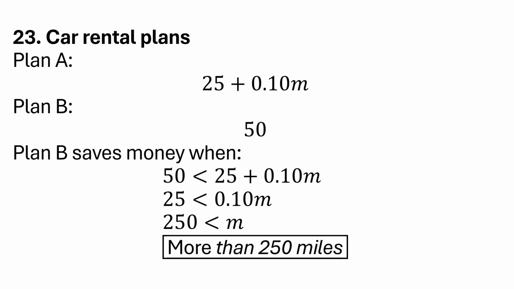Plan A costs $25 plus 10 cents per mile. Plan B costs $50. For Plan B to save money, 50 must be less than 25 plus 0.10 m. Solving gives m greater than 250, so you must drive more than 250 miles.